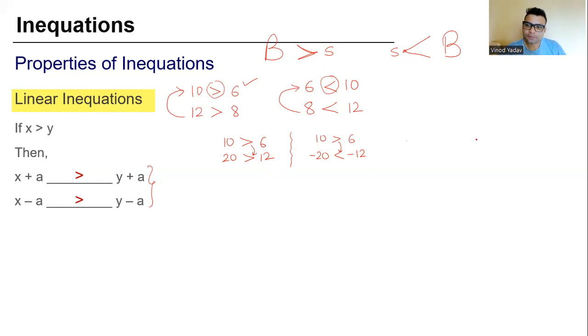It's like 6 and 10. Both were on the right side of the origin. So 6 was lesser than 10. If I make them negative, suppose you multiply by minus 1, so minus 6 and minus 10. Mirror image, right? Now minus 6 is closer to the origin. So of course minus 6 is bigger than minus 10. Here 6 was lesser than 10. I hope you understood here.